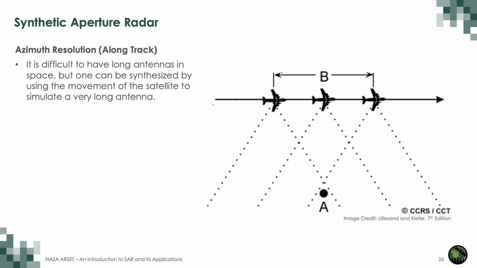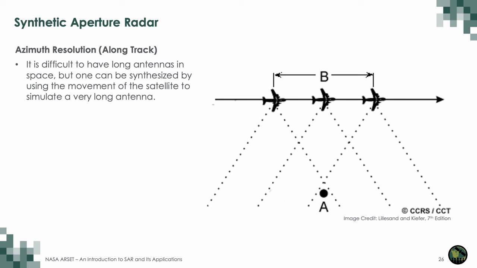So the along-track resolution depends on the length of the antenna. And to produce high resolution images of the Earth's surface, the antenna needs to be hundreds of times greater in size than what can be carried on a satellite. So this is synthesized by using the movement of the satellite to simulate a very long antenna. Hence, it's called synthetic aperture radar. And typically, the larger the aperture, the higher the image resolution.